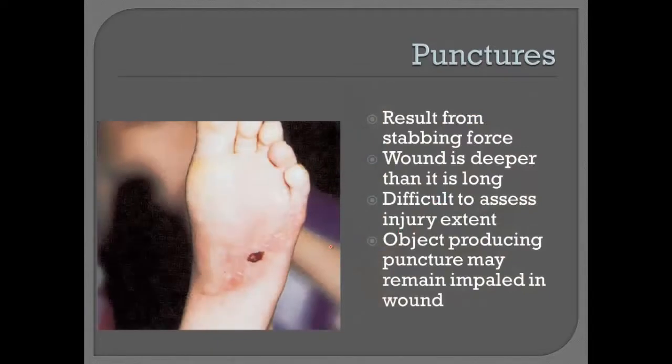A puncture. A puncture results from a stabbing force. In this case, the wound is deeper than it is long. The problem for us is that it's very difficult to assess the injury extent. You may still have an object sticking out, so whatever caused the puncture may remain impaled in the wound.